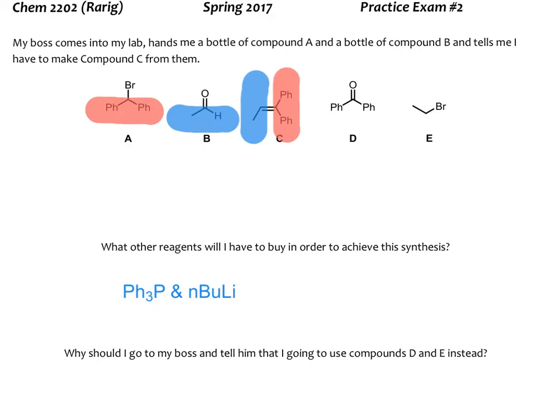So compound A is a secondary halide. Compound E is a primary halide. This goes back to SN2 chemistry. A primary leaving group is going to react faster than a secondary leaving group in an SN2-like reaction, which is what a phosphine displacement of a halogen is. So it's because E is going to react better with phosphorus.